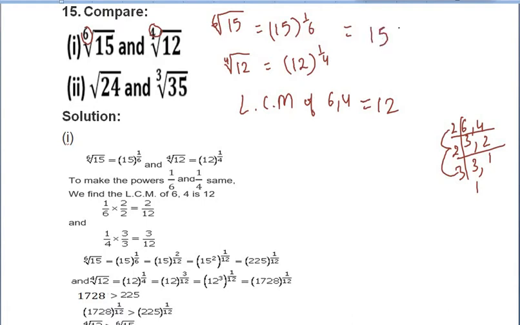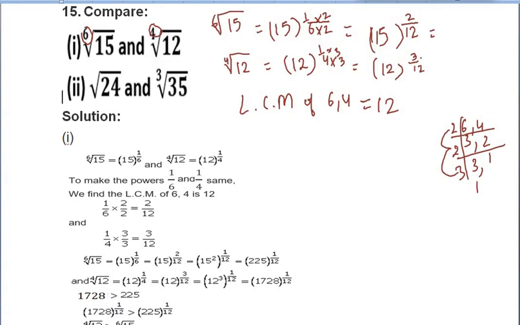So 15 to the power, the base should be 12. So to convert this base into 12, I have to multiply here 2. When downside I am multiplying 2, upside also I have to multiply 2. So upside 2 will come. And here 12, here also its power base should be 12. So 4 into 3 I have to do, upside also I will do 3. So here I will get 3.